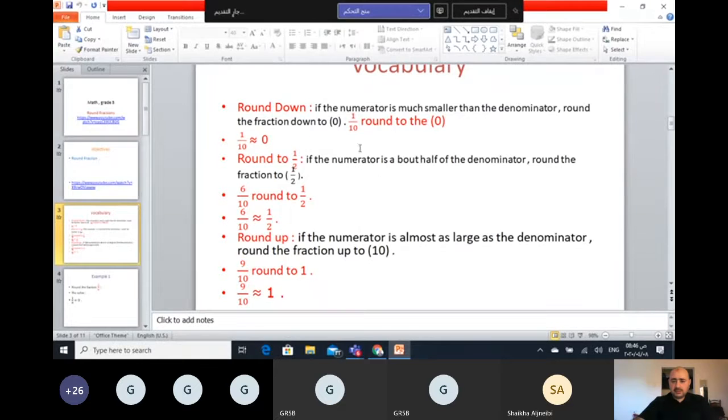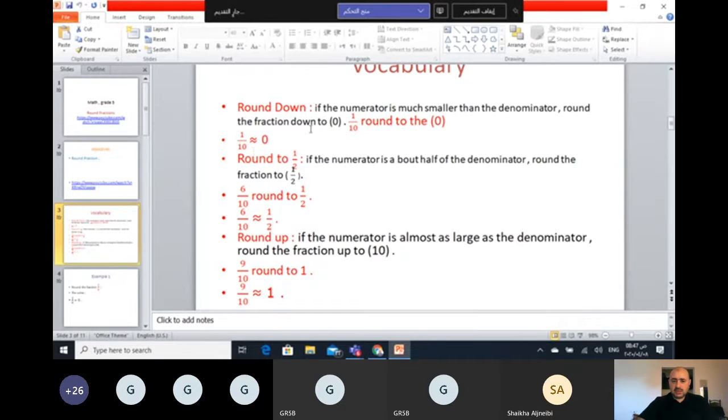For example, I have this fraction, 1 over 10. As you see here, the numerator 1 is very small compared with the denominator 10. So in this case, directly round to 0. I can write 1 over 10 is close to 0, or approximately equal to 0, or rounds to 0. This is the first rule.